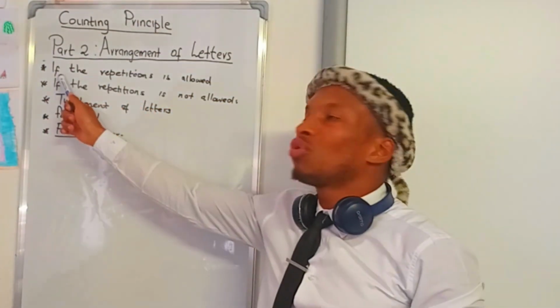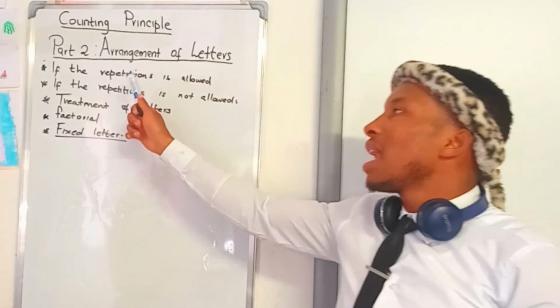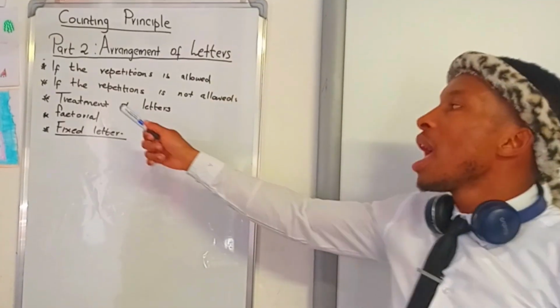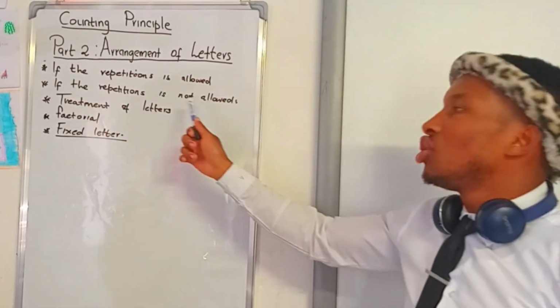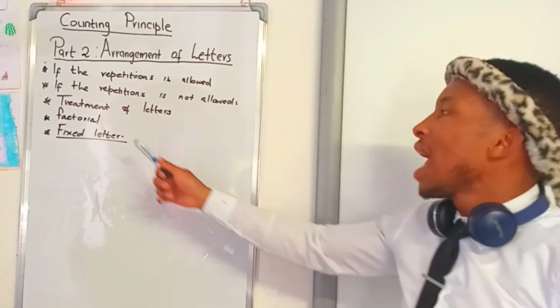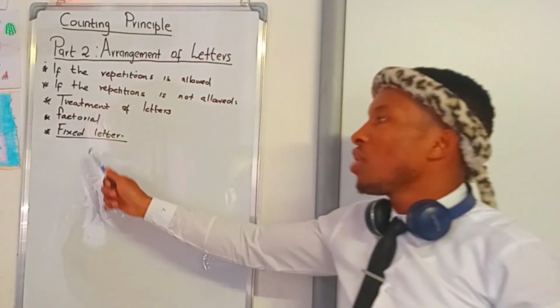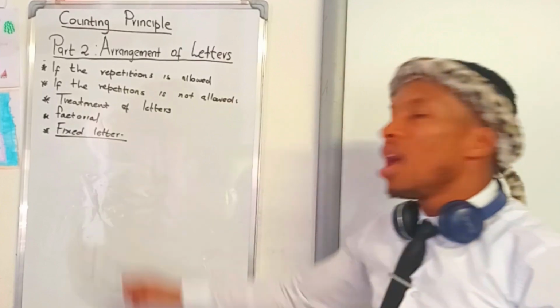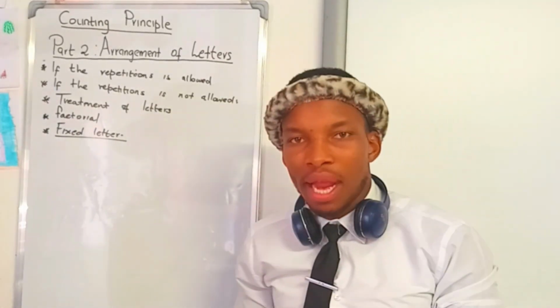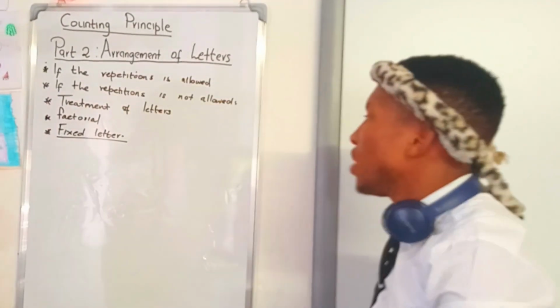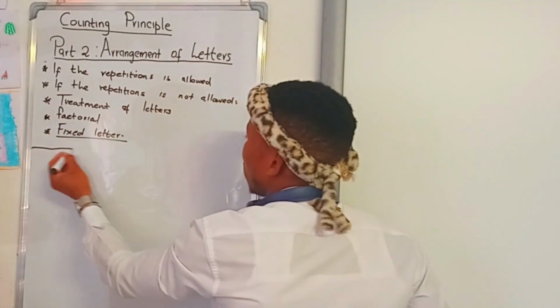The first point is where you look at the repetition of letters being allowed, and also if the repetition of letters is not allowed, as well as the treatment of letters, the factorial, and the fixed letter in the word. All right? Let's start with the lesson.